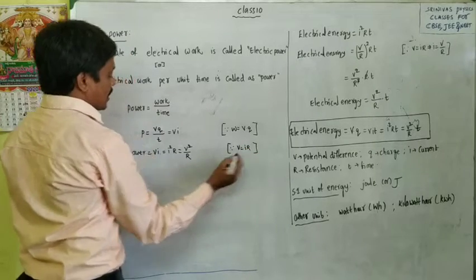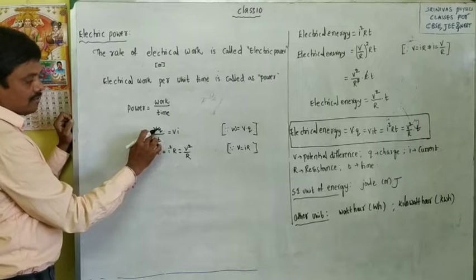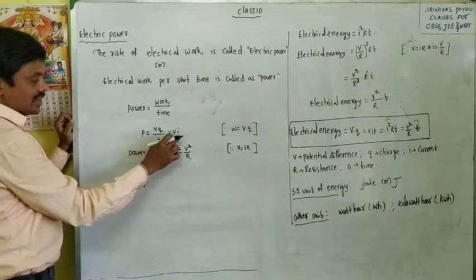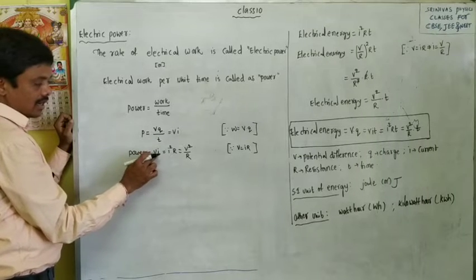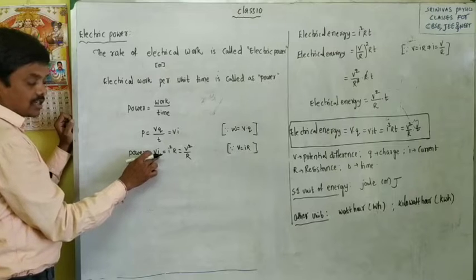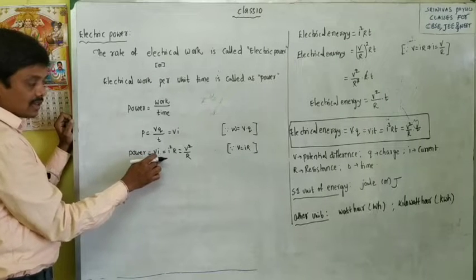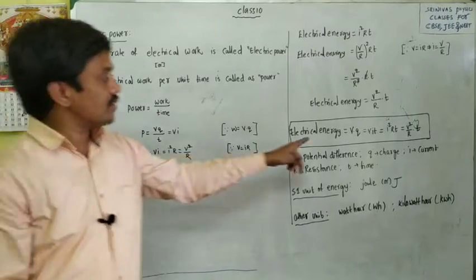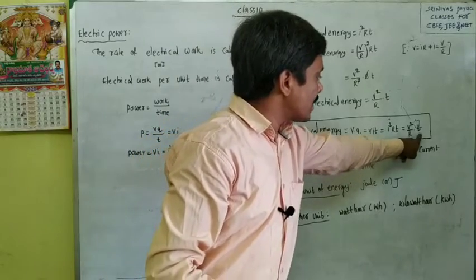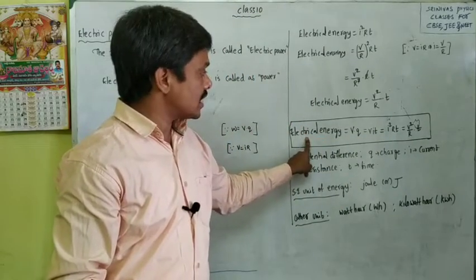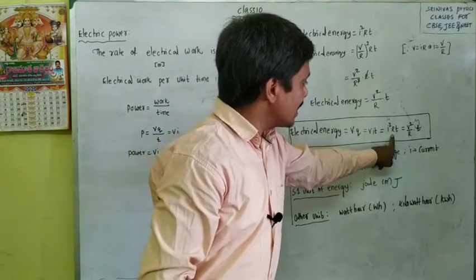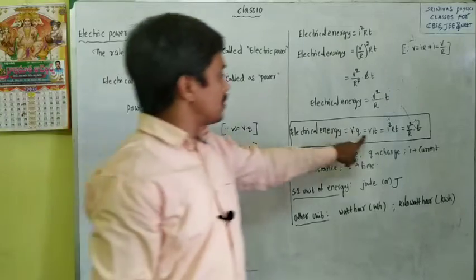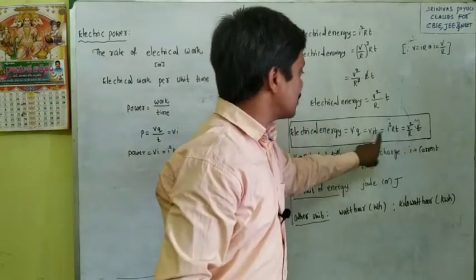From this, the power formula is V into Q by T. But Q by T is the current formula, I equal to Q by T. So here we got VI. In place of V, I substituted IR; IR into I is I square R. In place of I, I substituted V by R; V into V by R is V square by R. This we substituted from Ohm's law. Here already we know VIT, I square RT, V square by R into T. This is electrical energy, which is nothing but work. Work formulas are VIT, I square RT, V square by R into T. Divide these with the time: VIT by T gives VI.